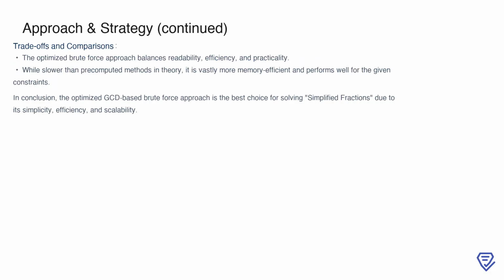Finally, let's consider the trade-offs and comparisons. The optimized brute force approach strikes a balance between readability, efficiency, and practicality. While theoretically slower than using pre-computed GCDs, it is far more memory efficient and performs well within the given problem constraints. Additionally, the brute force approach is straightforward to implement and scales reasonably well for typical input sizes. In conclusion, the optimized GCD-based brute force method is the ideal choice for solving the simplified fractions problem. It effectively combines simplicity, efficiency, and scalability, ensuring that the solution is both practical and easy to understand.